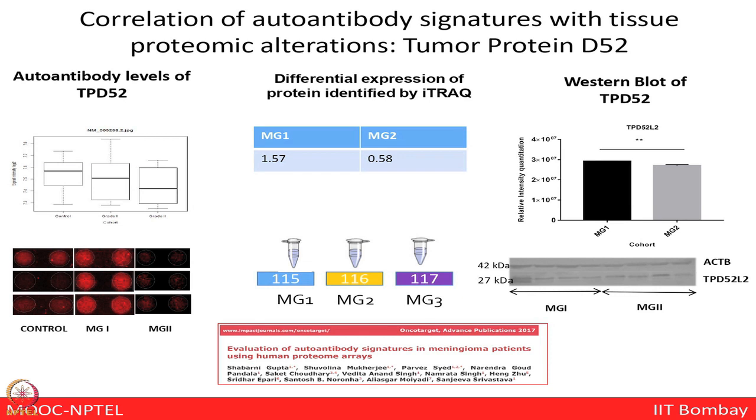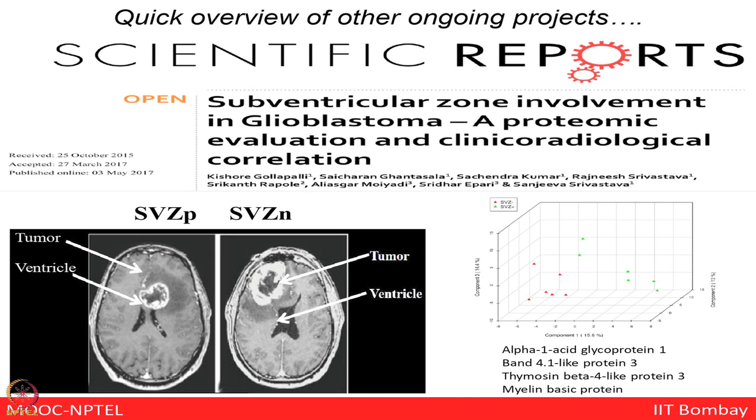We have also tried to address specific questions from the clinicians, especially in glioblastoma multiforme patients, looking at the location of the brain tumors and the impact of the tumor location relative to the ventricle region: is it very close or is it far off? These patients will survive less, those will survive longer, and it is a much more aggressive tumor here, known as SVZ positive or SVZ negative, and can we look at the proteomic signature to try to classify these kinds of tumors?